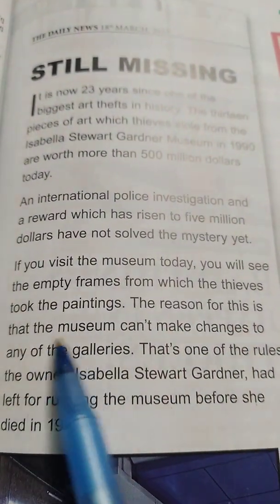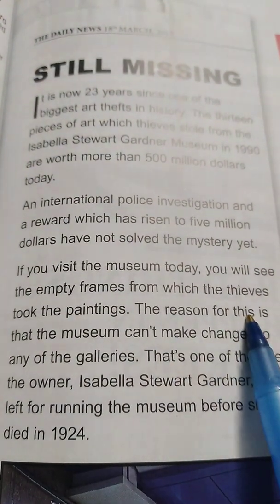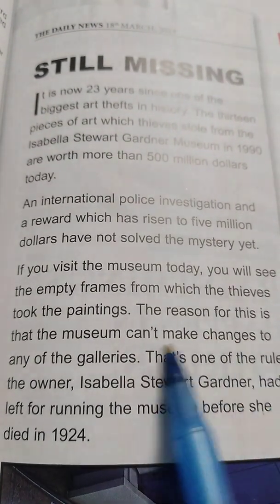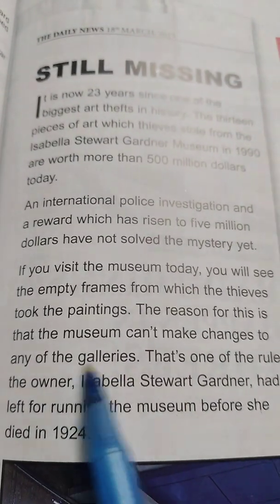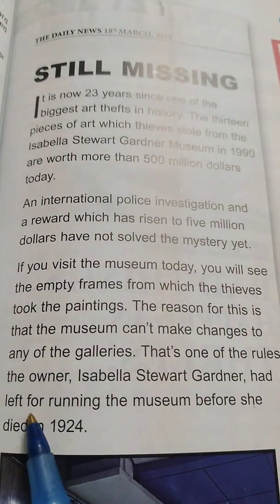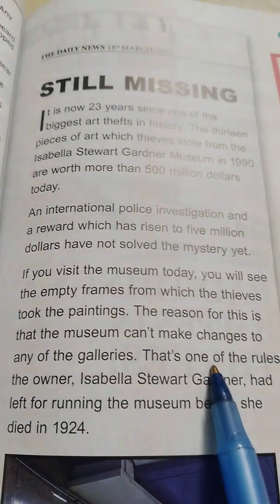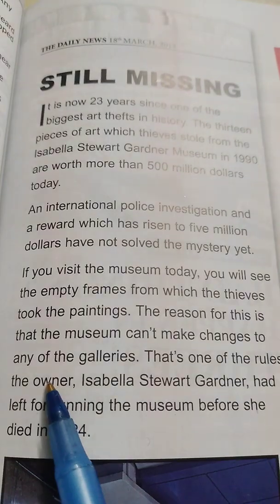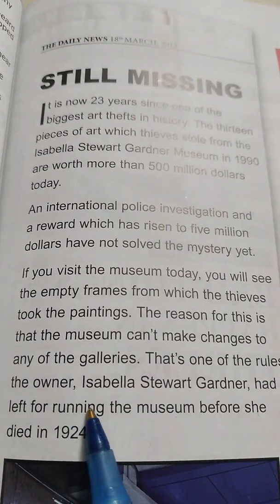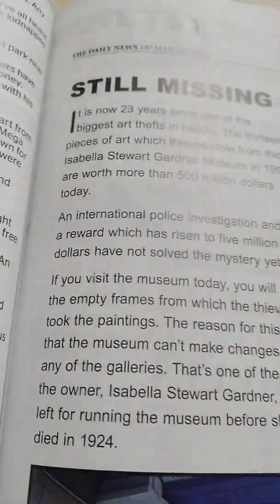The reason for this is that the museum can't make changes to any of the galleries. That's one of the rules the owner, Isabel Stewart Gardner, had left for running the museum before she died in 1924.